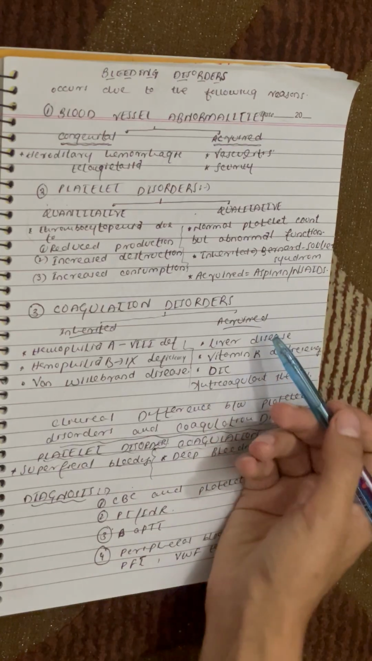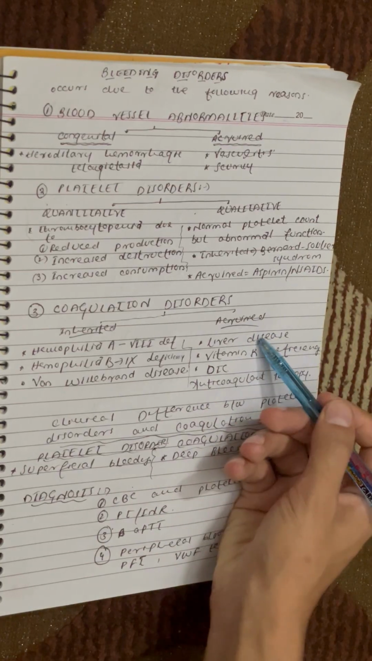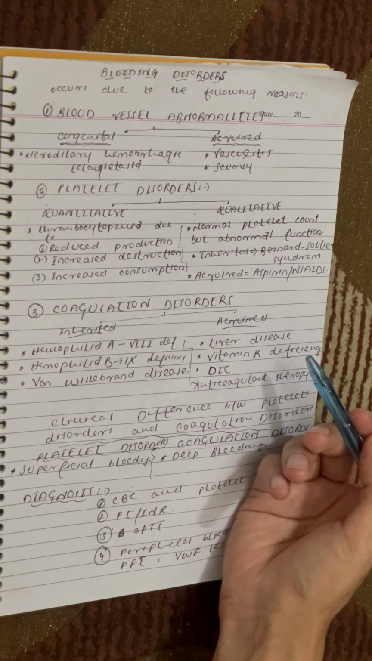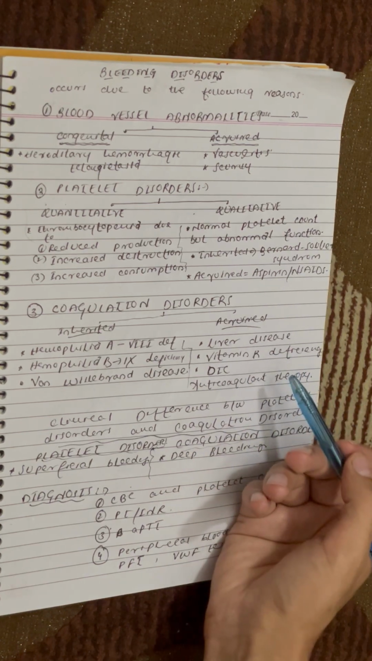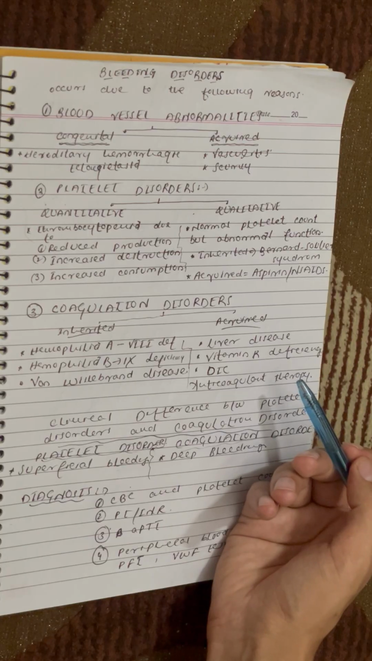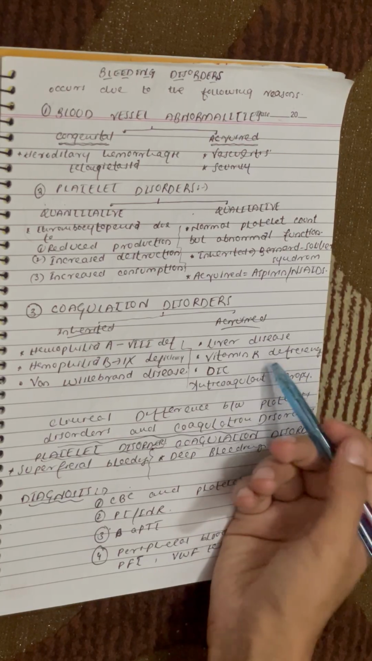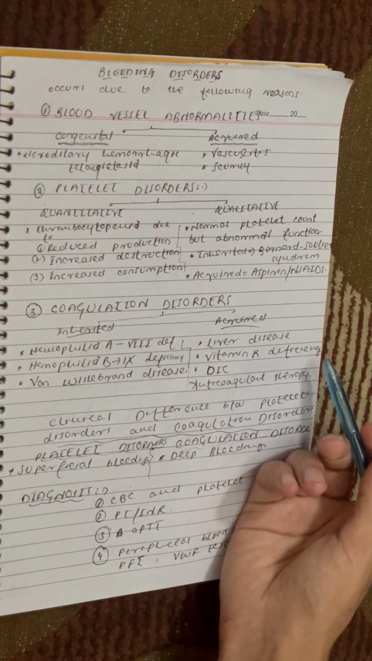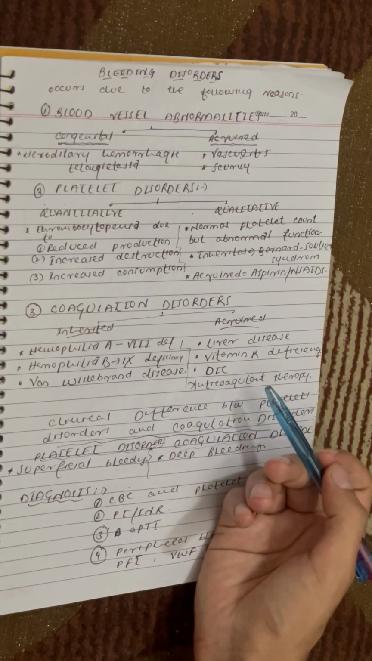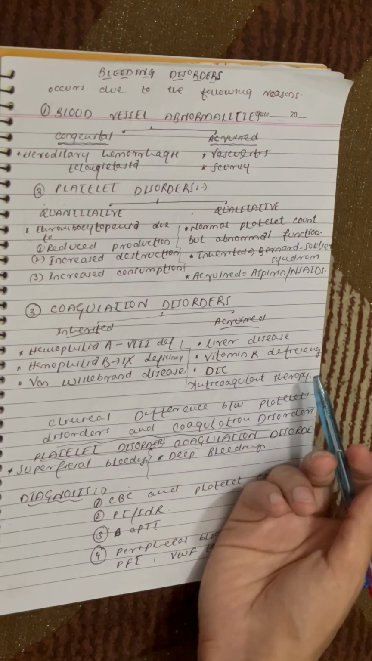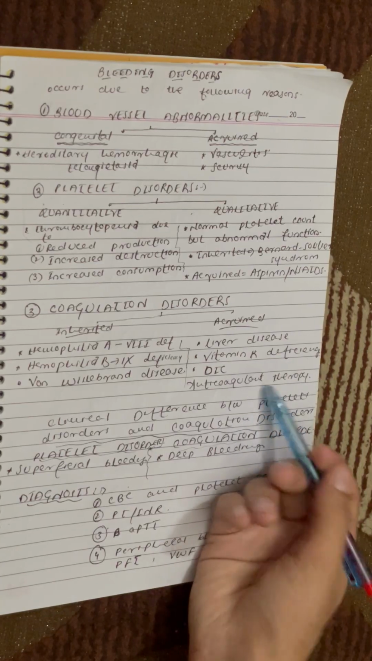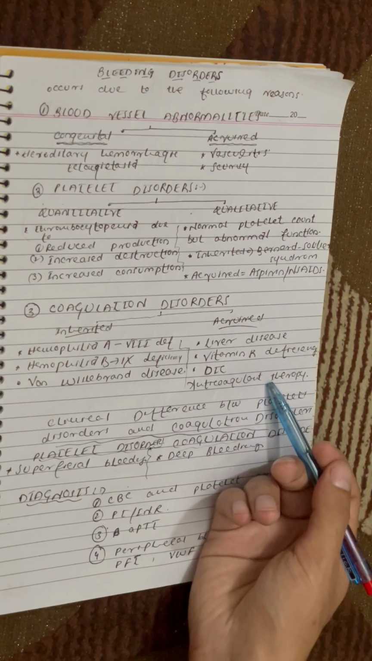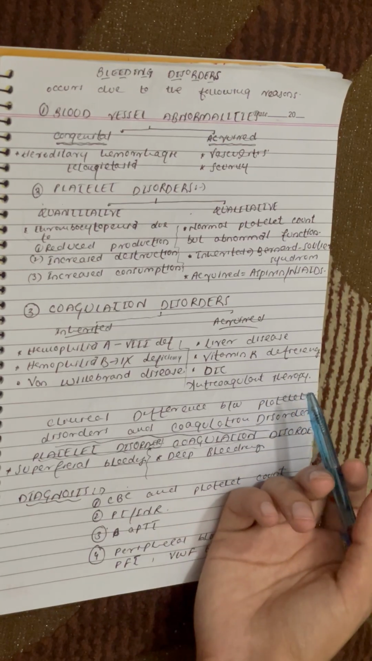Now acquired. So it is basically due to liver diseases which reduce clotting factor synthesis, vitamin K deficiency due to decreased factors 2, factor 7, factor 9, and factor 10 also. DIC, which is consumption of platelets and clotting factors, right? Anticoagulant therapy, example, warfarin, heparin, right?